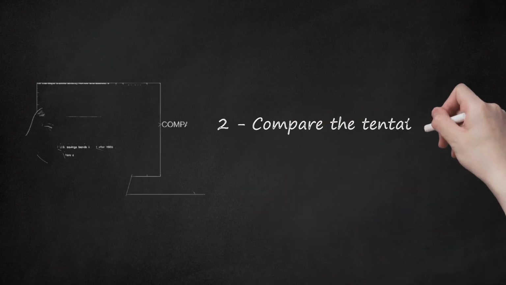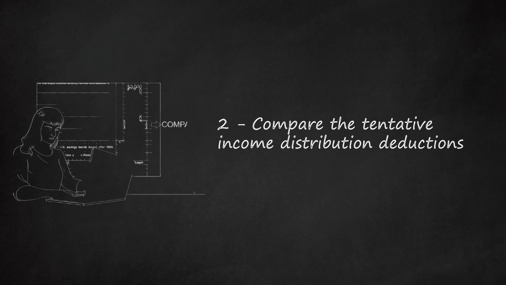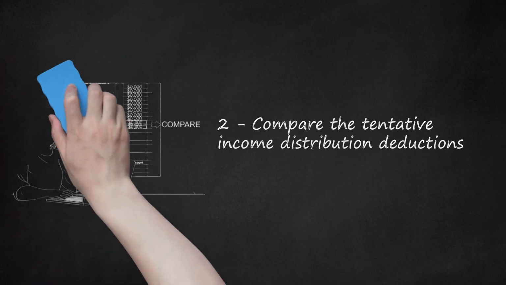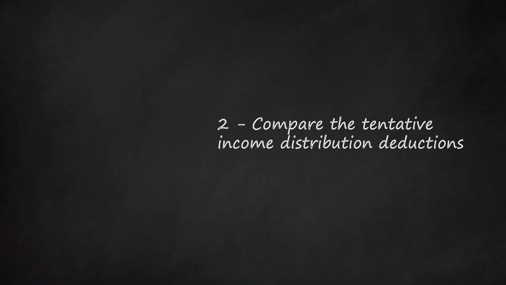2. Compare the tentative income distribution deductions. To find the correct income distribution deduction that applies to the trust or estate, you must look at the amounts you entered on lines 13 and 14 of Schedule B. The smaller of these 2 numbers will be your income distribution deduction. Enter this amount on the applicable line of Form 1041, the fiduciary income tax return.